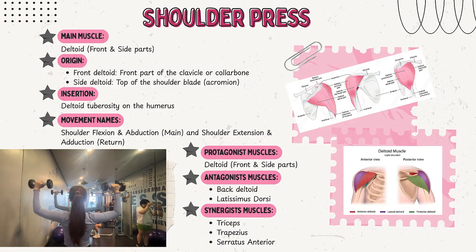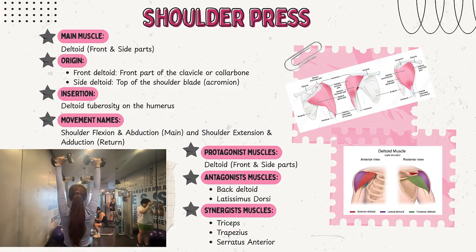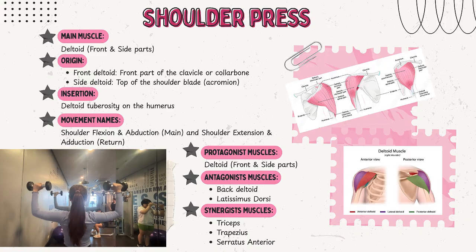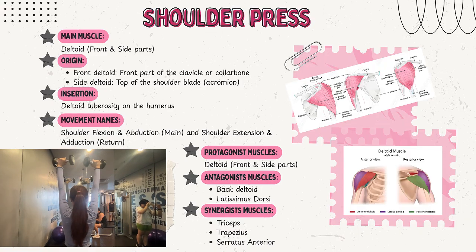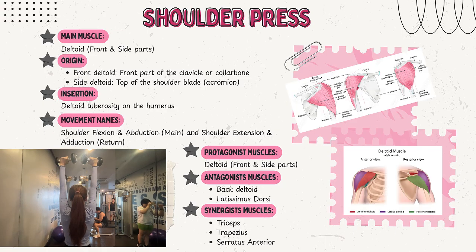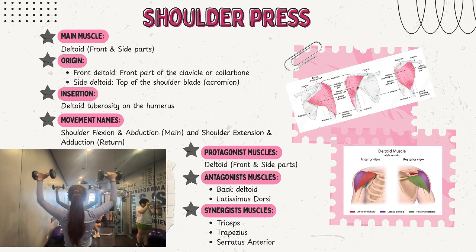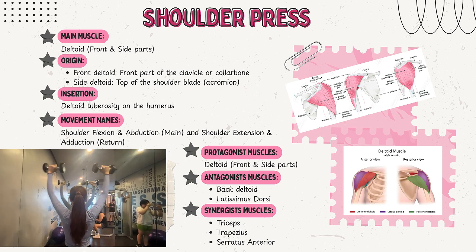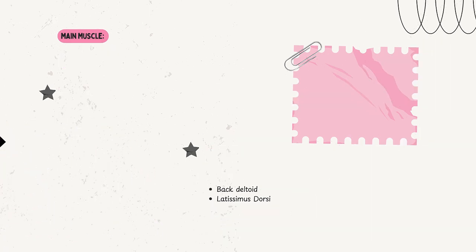As you lower the dumbbells down slowly, your deltoids contract to lower them slowly, preventing your arms from dropping too quickly. Your back muscles contract to help stabilize the movement, with your triceps and stabilizer muscles contracting to keep everything in place for your shoulder and arm joints.